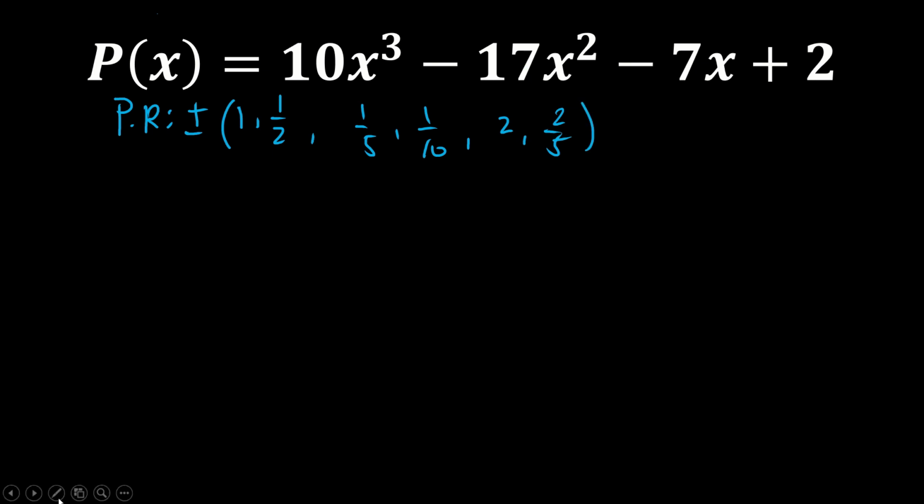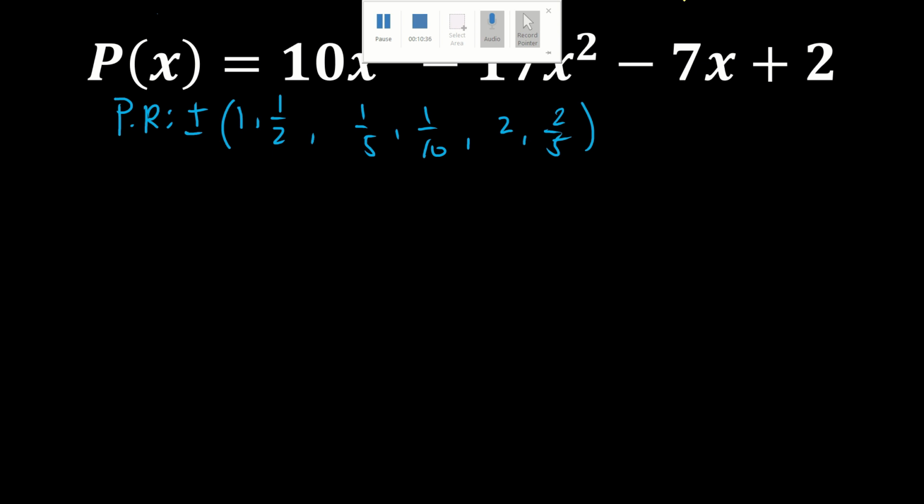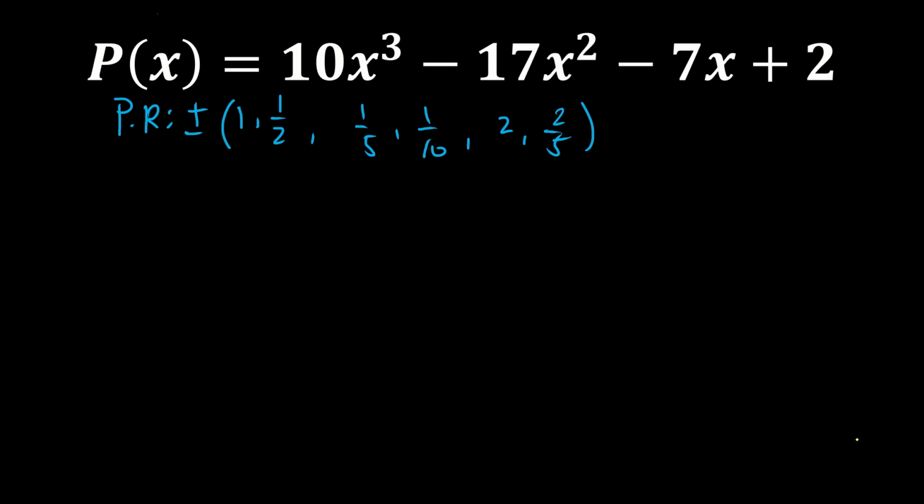Okay? So, next po, synthetic division na tayo. Trial and error na po. Sabi ko kanina, unahin natin yung mga whole numbers. So, unahin natin yung mga whole numbers. So, start tayo with positive 1. Synthetic division. So, we have 10, negative 17, negative 7, 2.